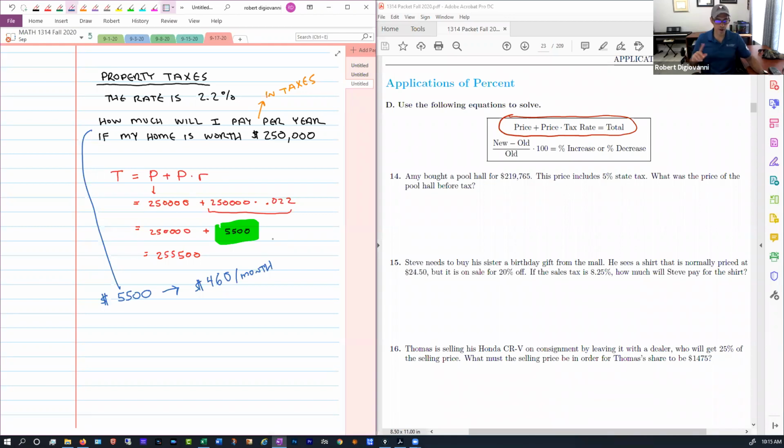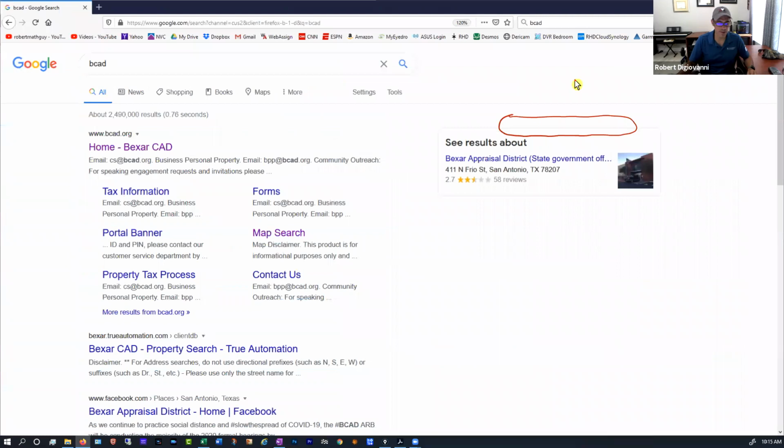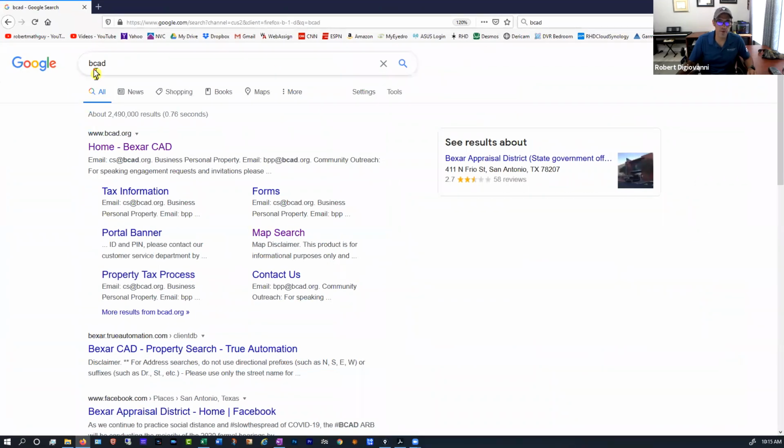So I thought that I would show you something kind of interesting. So I'm going to bring up a website here. Let me zoom out for a second. I'm showing you this website because everybody in here can get to this website. If you just go to Google and type in BCAD, that's Bexar County Appraisal District, you can just click on that.